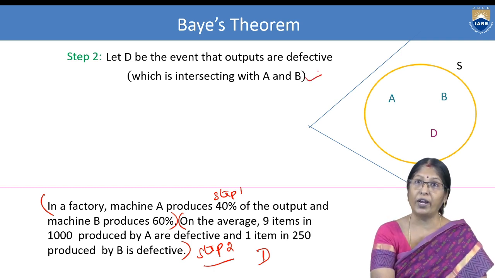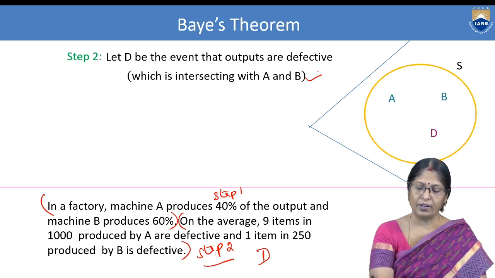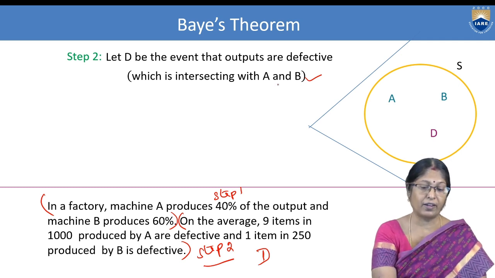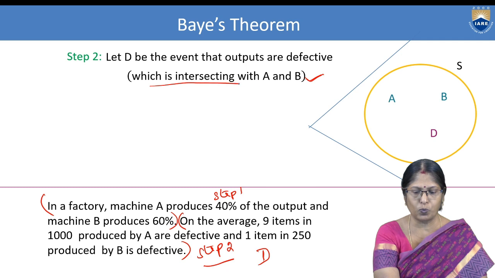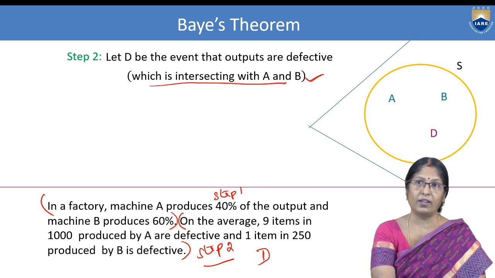This I told very clearly: a new event should intersect with our main events. When we are in a position to write this, we are going in the correct path in solving the problem. If we are not able to write this one, then we selected the problem under Bayes in the wrong way. It gives an indication to us. This is a very, very important point to be noted.